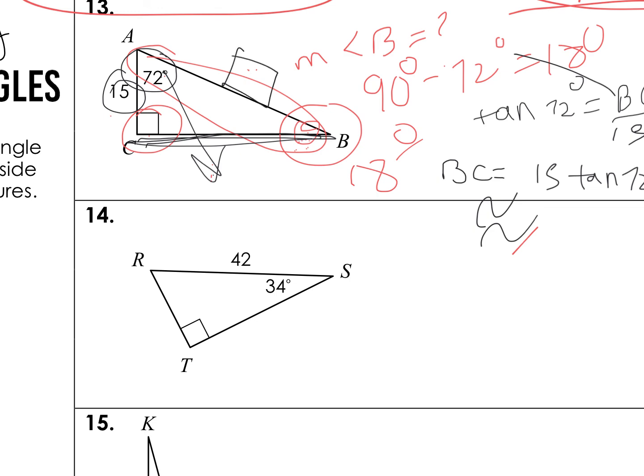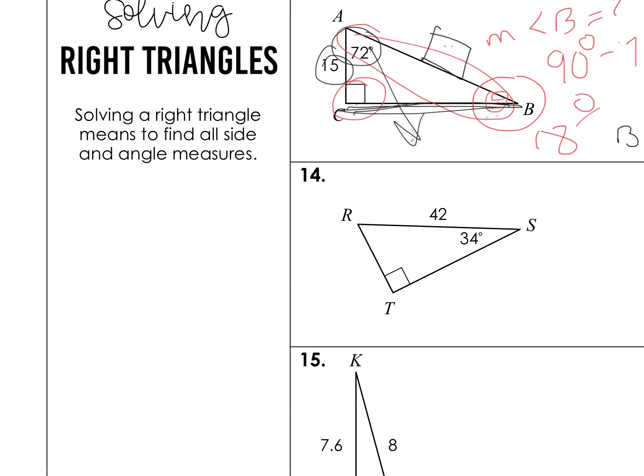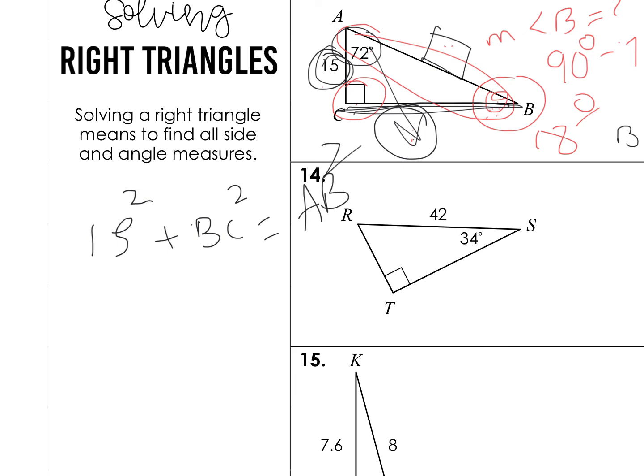If you don't want to do trig, you can do the Pythagorean theorem, because you just found this answer here. You can literally say 15 squared plus BC squared, because you just found it, equals AB squared. You could do that.